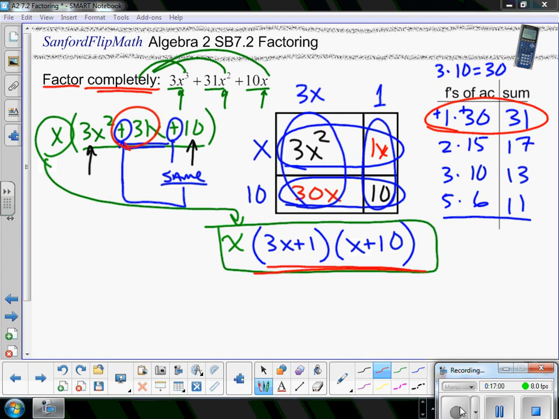Now, if you wanted to confirm this, I would recommend multiplying this out first. You know, if you're just going to check, FOIL that out first, and then take that answer and distribute the x across it. Okay, well, that's all we're going to do for examples of factoring.